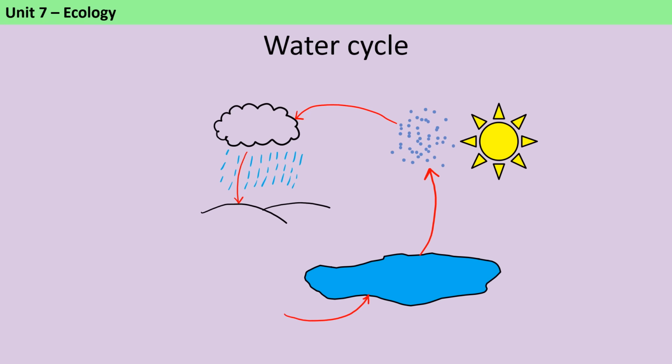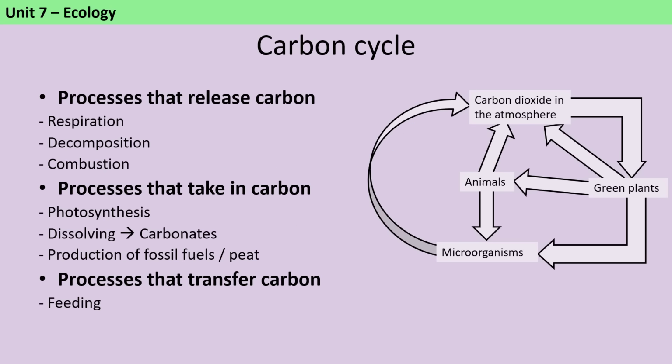Drainage then leads this to go back to lakes, but in the meantime some of it is intercepted by plants, which release it again via transpiration. You could also be asked about the carbon cycle, which contains biotic and abiotic processes.